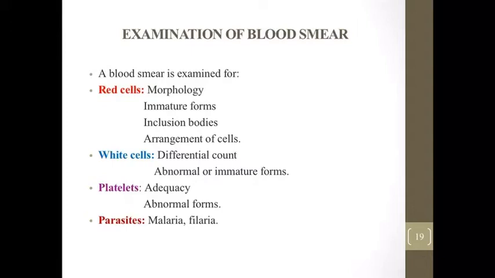And for parasites, malarial parasite, filarial parasite and trypanosomes can be seen. Leishmania donovani, LD bodies, can be seen in the peripheral smear. So we have to look for the presence of any parasite.